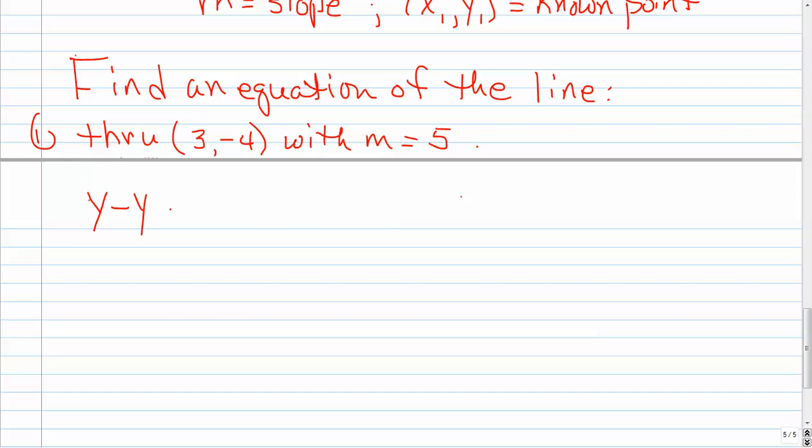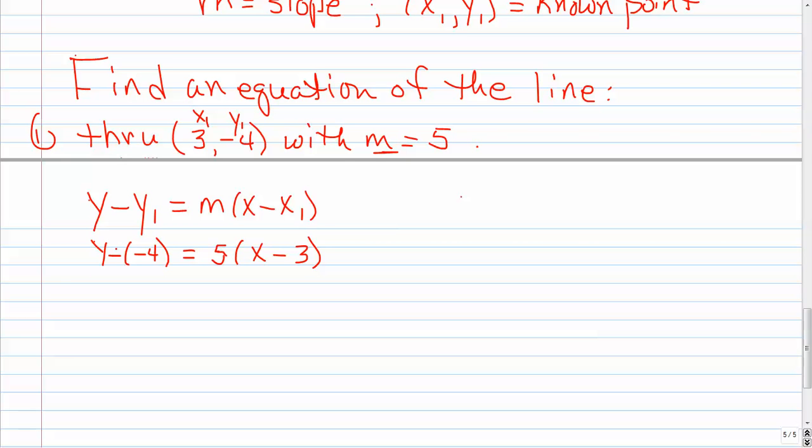Okay, here we go. The point-slope form is y minus y sub 1 equals m times x minus x sub 1. And so here's the slope. That's what m is. It's 5. And then x sub 1 is 3, and y sub 1 is negative 4. So we're just going to substitute those values in the point-slope form. So this would be y minus a negative 4 is equal to the slope, which is 5, times x minus 3.